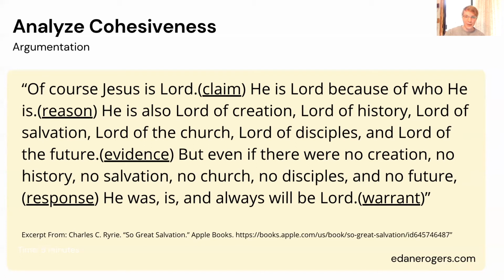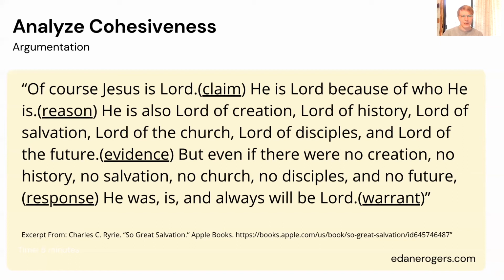But now we're going to need information about, well, who is he? What's the evidence? And for that, we're going to use an AB, AC contract. He is Lord of creation. There's AB, Lord of history, AC, Lord of salvation, AD, Lord of the church, Lord of his disciples, Lord of the future. So this is using an AB, AC contract to provide evidence. Now that we've established who Jesus is Lord, we're describing his lordship in more detail using an AB, AC contract.